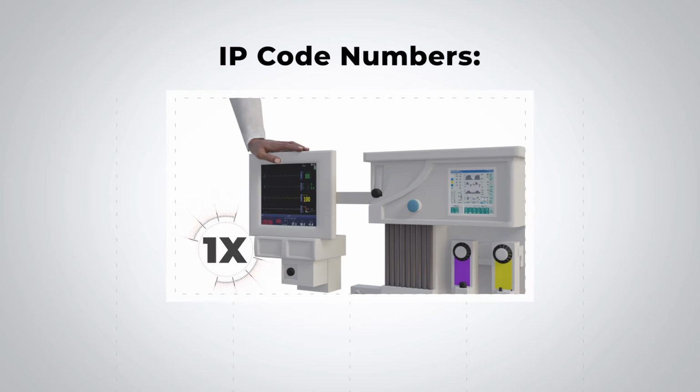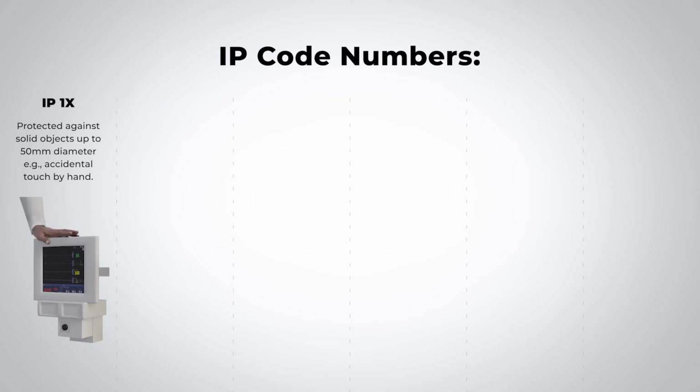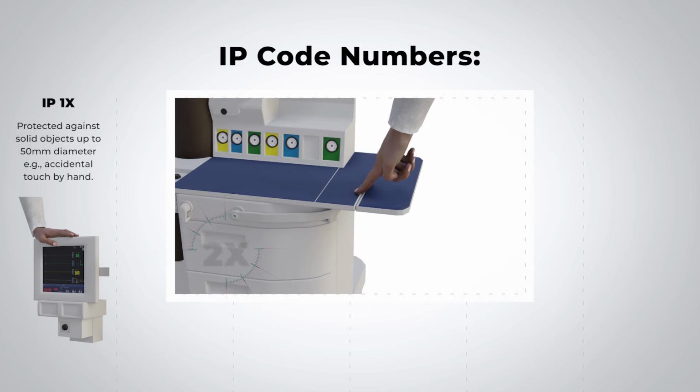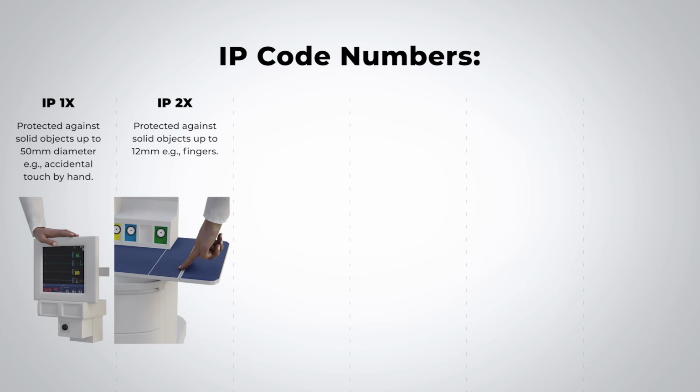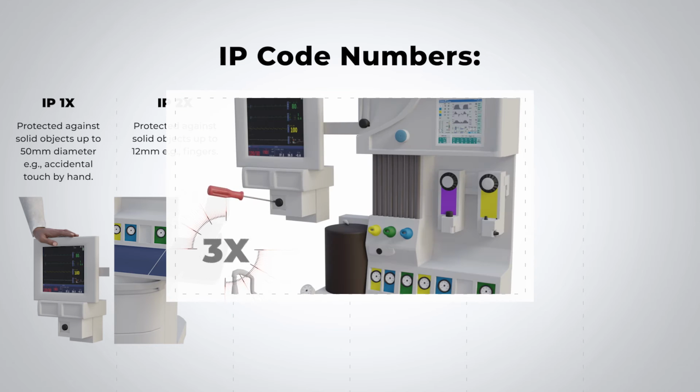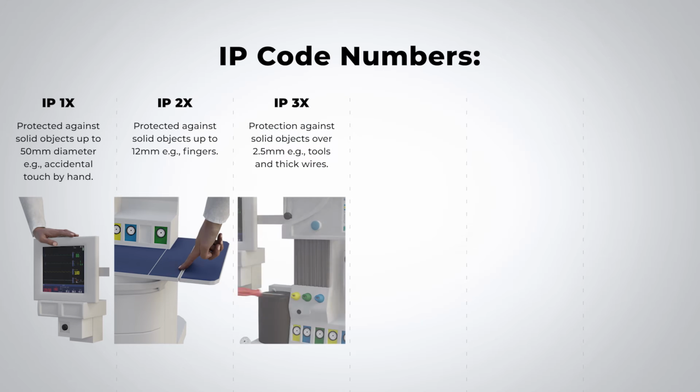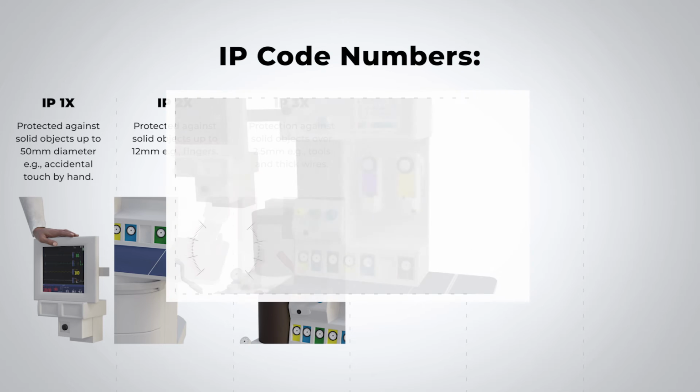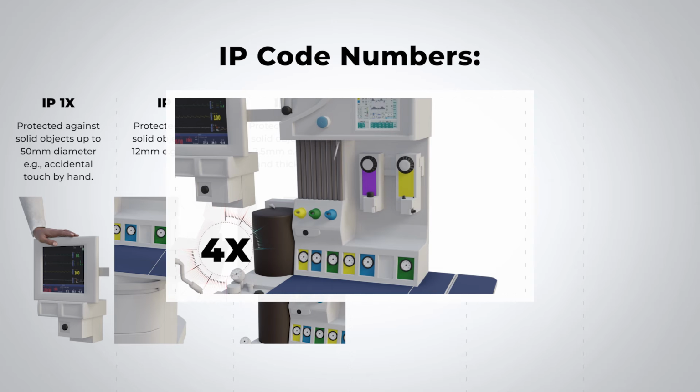1. Protected against solid objects up to 50 mm diameter, for example, accidental touch by hand. 2. Protected against solid objects up to 12 mm, for example, fingers. 3. Protection against solid objects over 2.5 mm, for example, tools and thick wires. 4. Protection against solid objects over 1 mm, for example, most wires, tools, screws, etc.